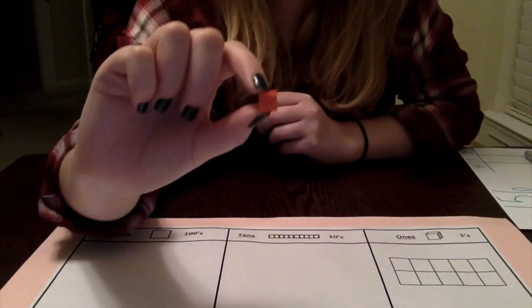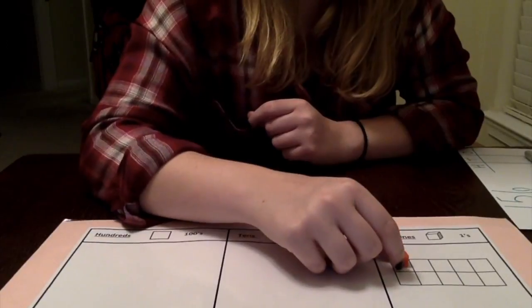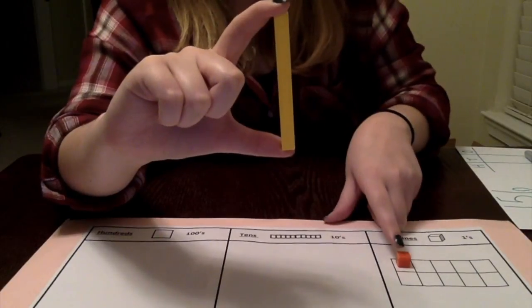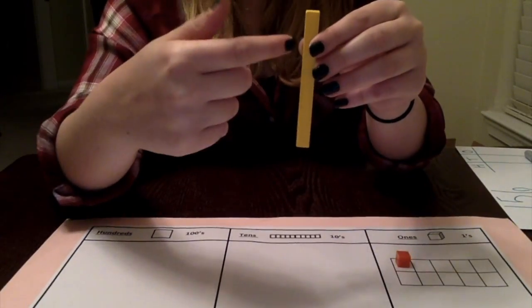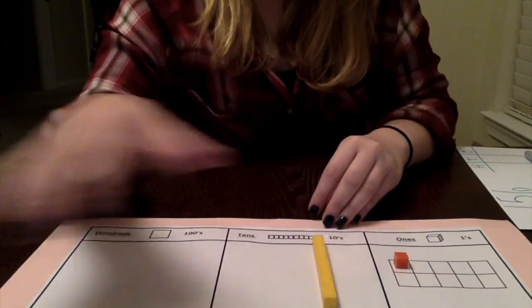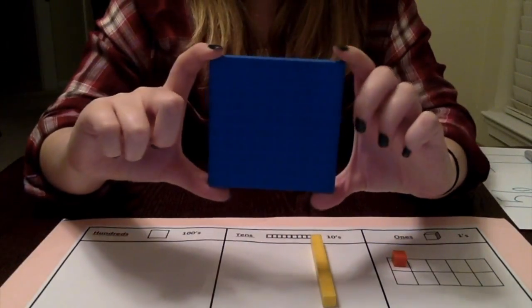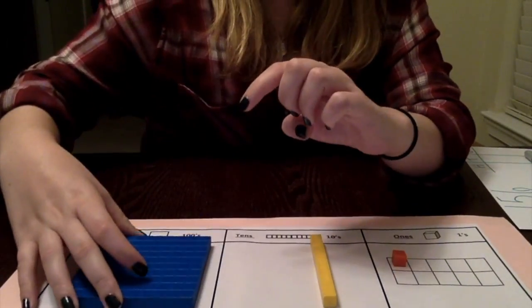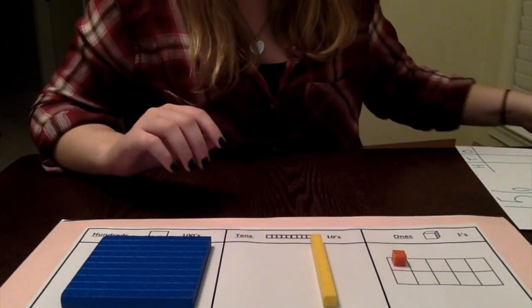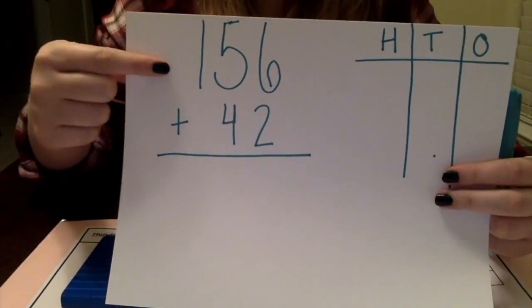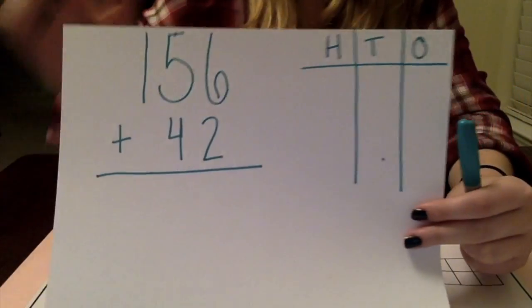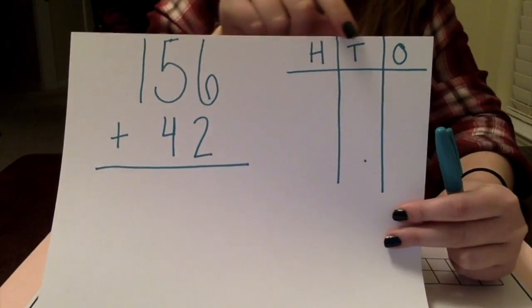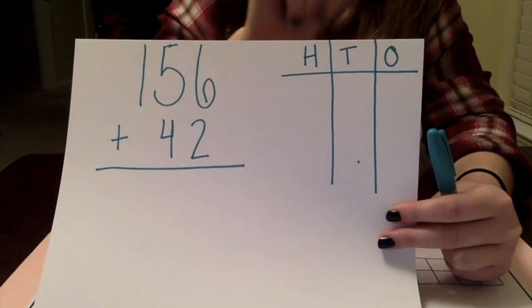Here is a cube, which represents 1 unit. And this is our tens block, which is made up of 10 ones, which is also called a long. And we will also need a hundreds block, which is made up of 10 tens, and it is also called a flat. Another thing that we will need is our 3-digit by 2-digit addition problem and a place value chart, which can simply be drawn with the HTO, meaning hundreds, tens, and ones.